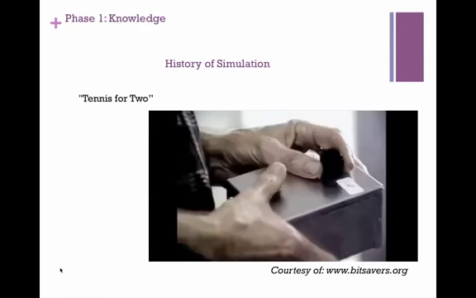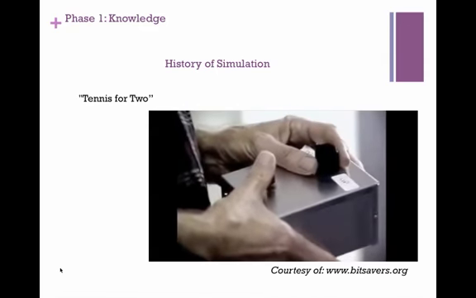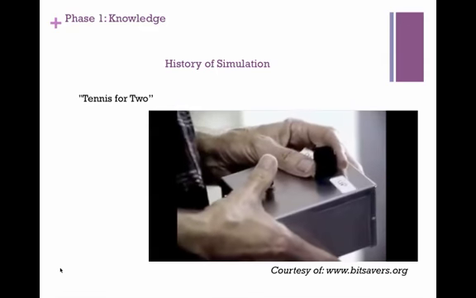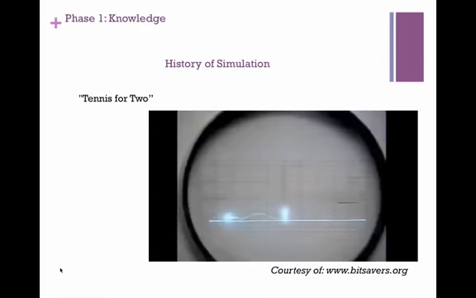In 1958, a computer game called Tennis for Two was created by Willie Higginbotham, which simulated a tennis game between two players who could both play at the same time using hand controls and was displayed on an oscilloscope. This was one of the first electronic video games to use a graphical display.